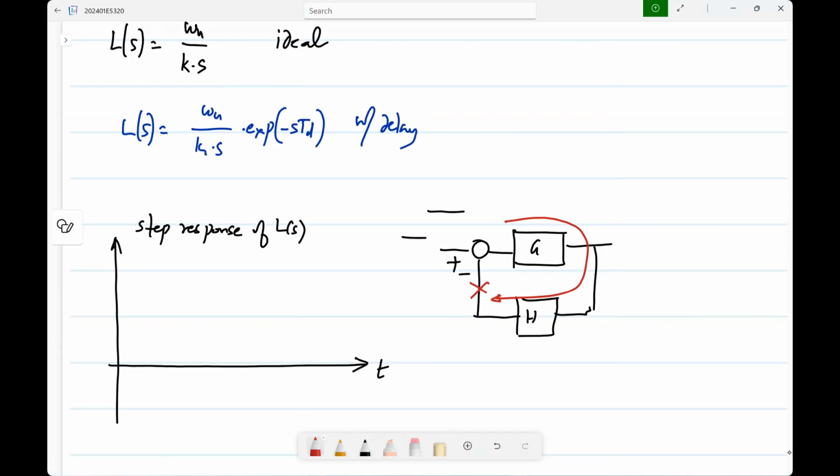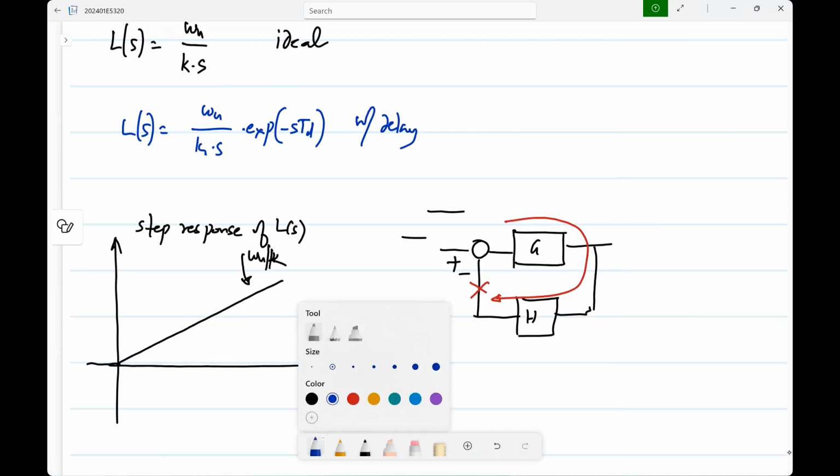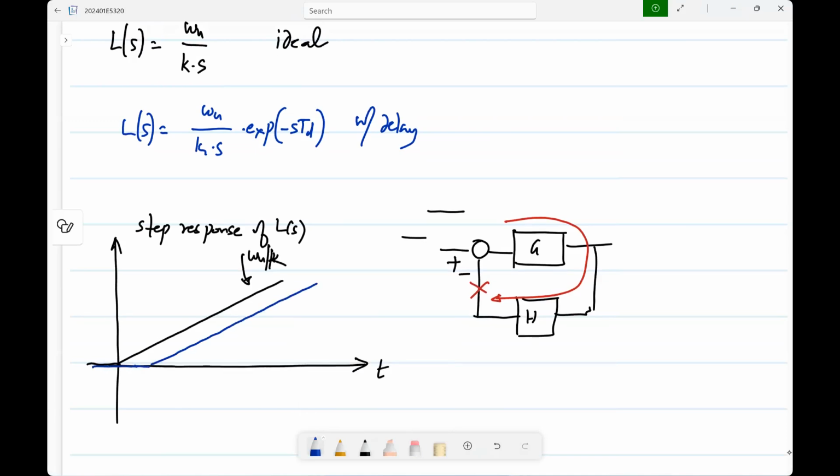So that's the reason for looking at the step response. Now what is the step response of L of S in the ideal case? Ramp. What is the slope of the ramp? Omega u by k. Now when you have this delay, what is the step response? It's the same ramp, but with a delay. So you will get this in parallel with that. So the slope here is also omega u by k.